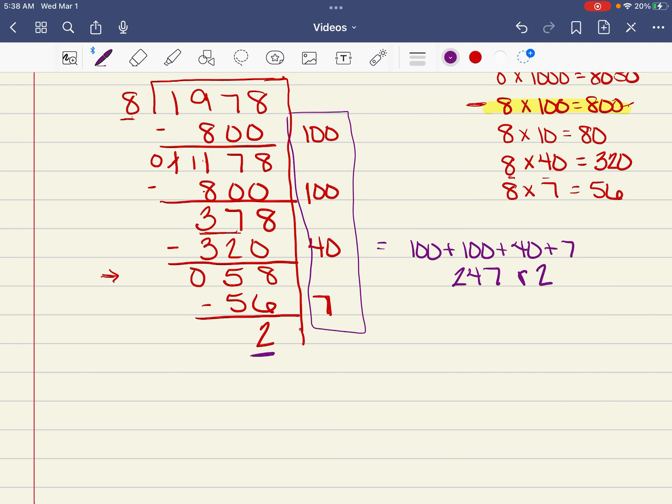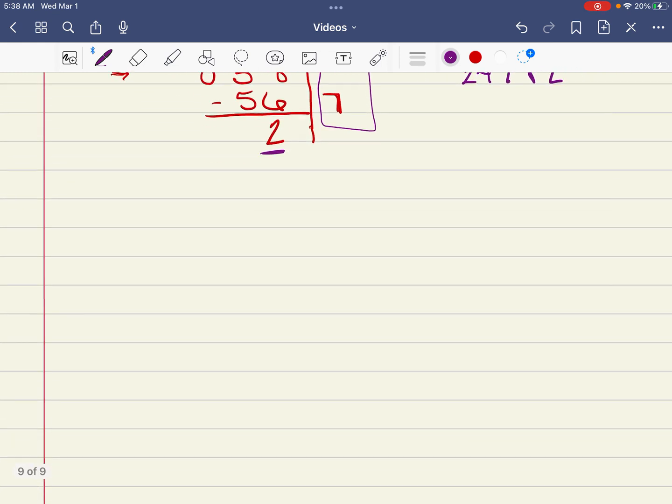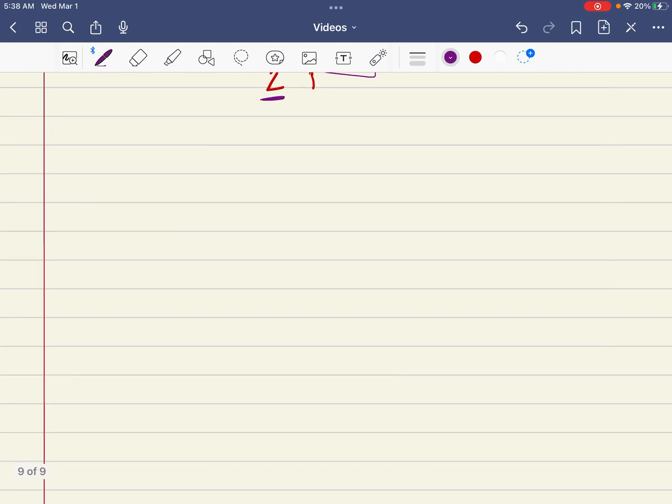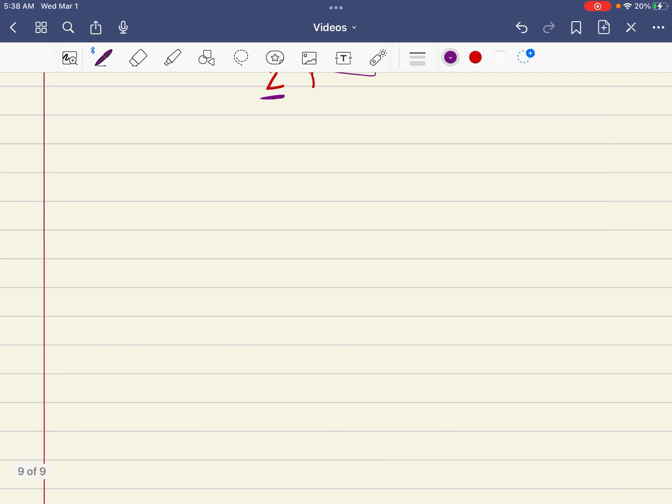So in this problem, again, you're not looking at one digit at a time. You're looking at the entire number. Okay, let's come on down and let's do a second problem. I want you to try to work this one ahead of me, please. Let's do 485 divided by 5.